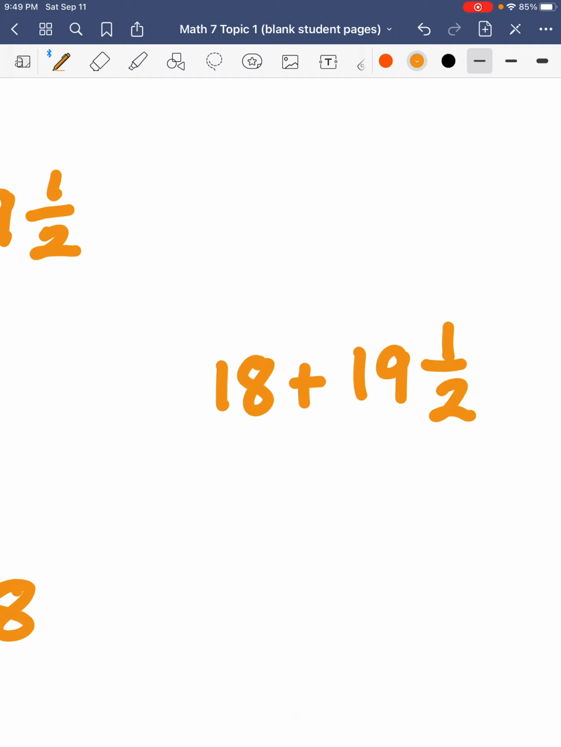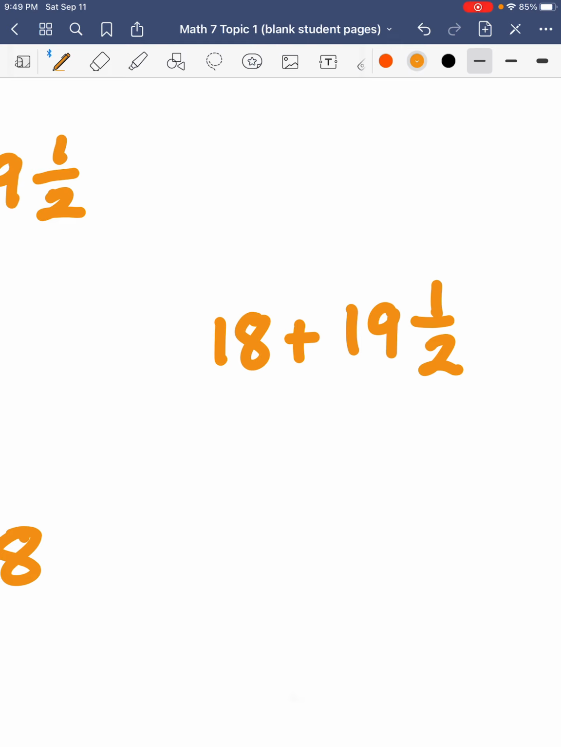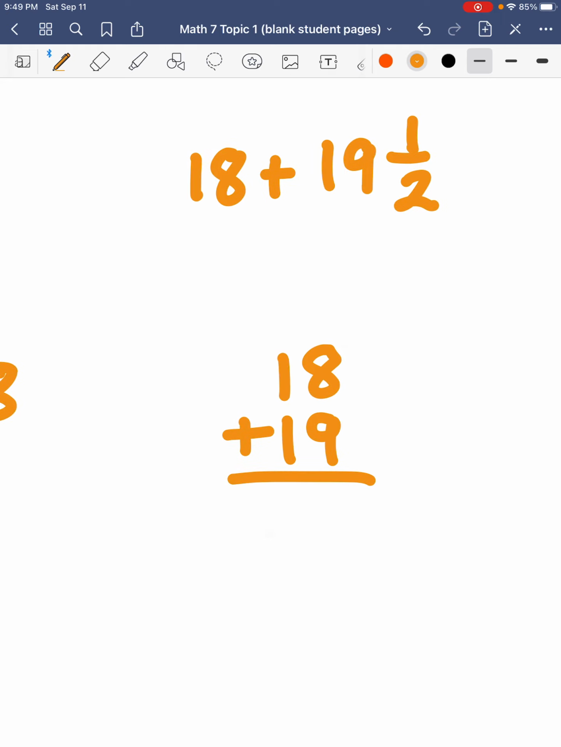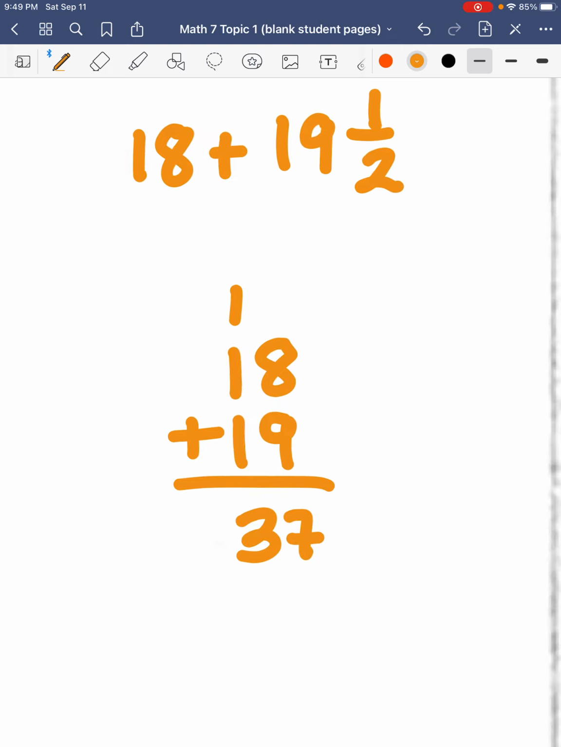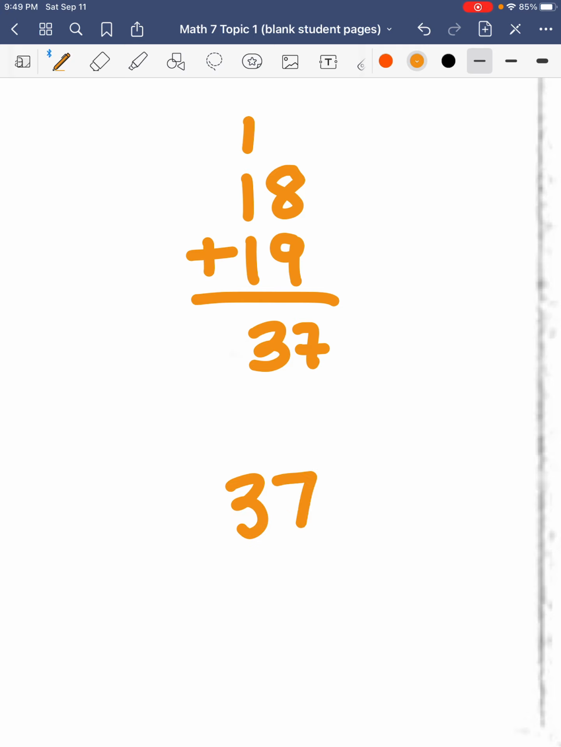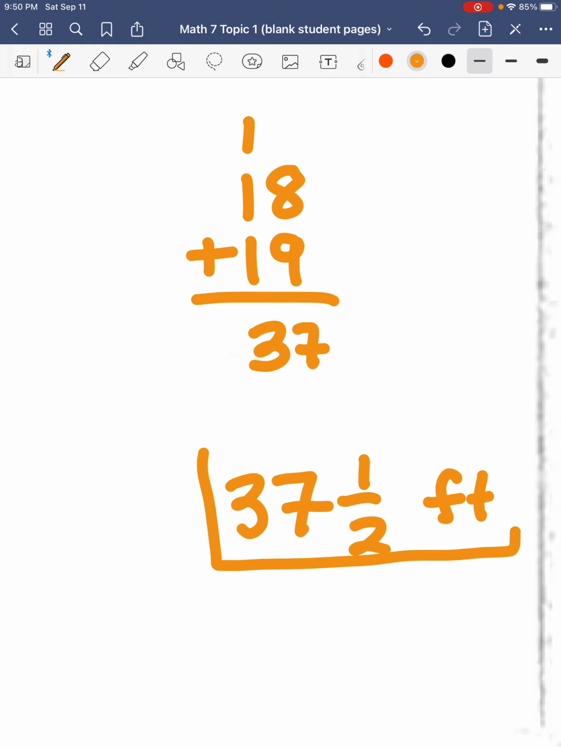So what I'm going to do is I'm actually going to stack 18 and 19 together. And I'm going to add them. 8 plus 9, that's going to give me 17. And then 1 plus 1 plus 1 gives me 3. So I'm going to have 37. And then I need to tack this half onto that. So my answer is 37.5 feet. That's how far the balloon rose, 37.5 feet.